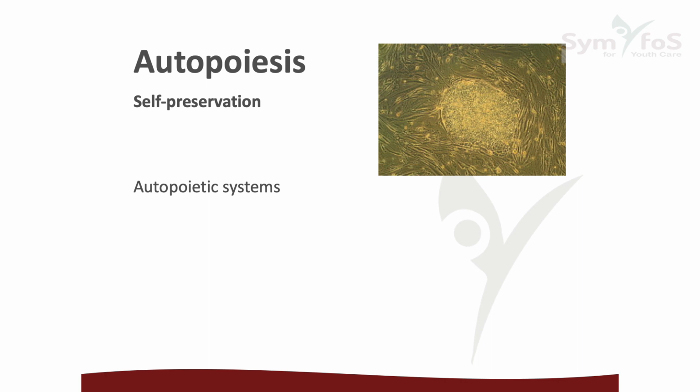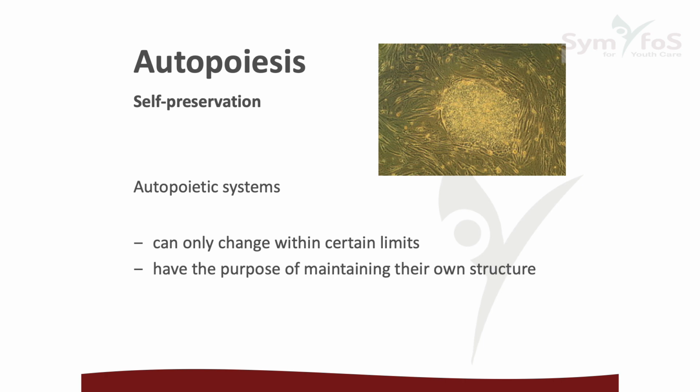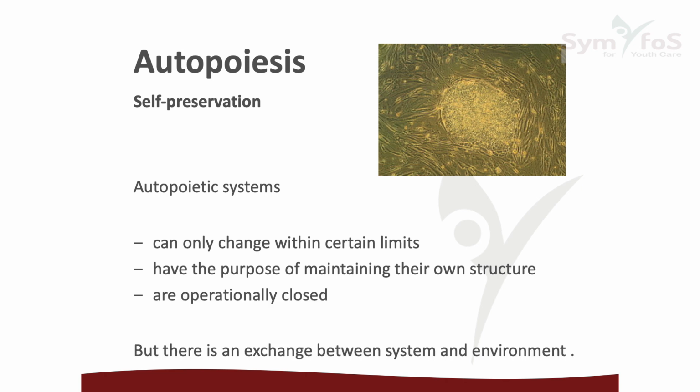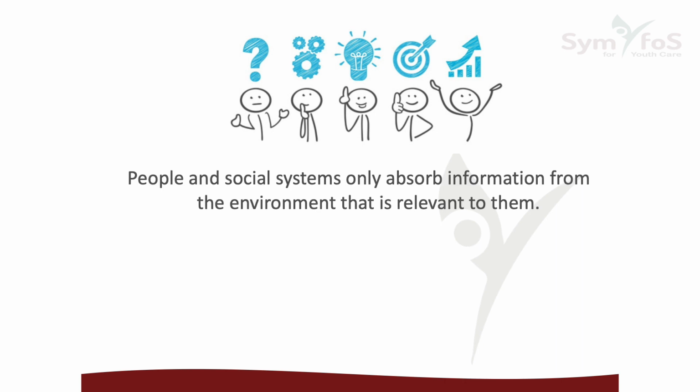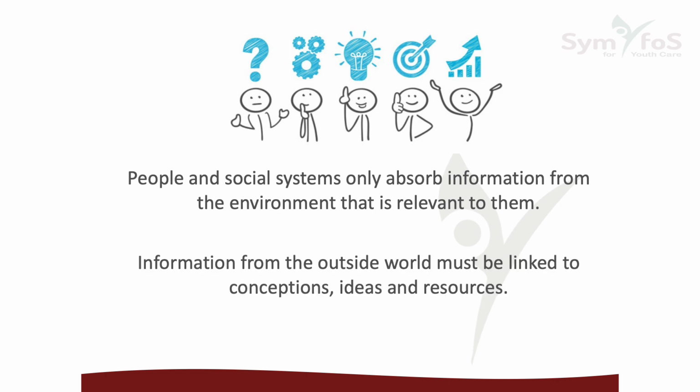Autopoiesis means self-preservation. Autopoietic systems can only change within certain limits, have the purpose of maintaining their own structure, and are operationally closed. But there is an exchange between system and environment. Why is this important for us as SfYC Care practitioners? People and social systems only absorb information from the environment that is relevant to them. Information from the outside world must be linked to their conceptions, ideas, and resources.